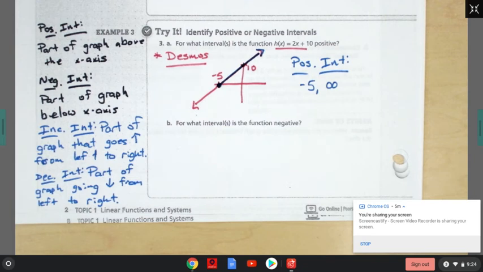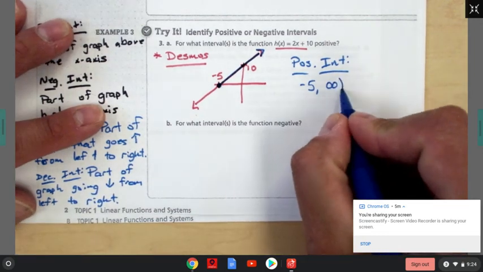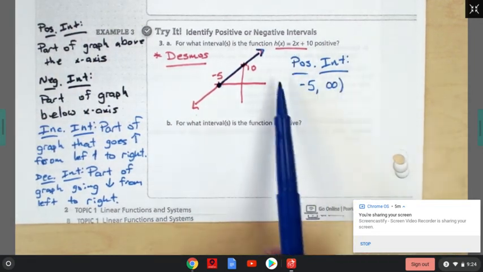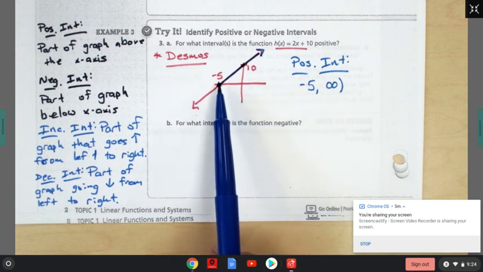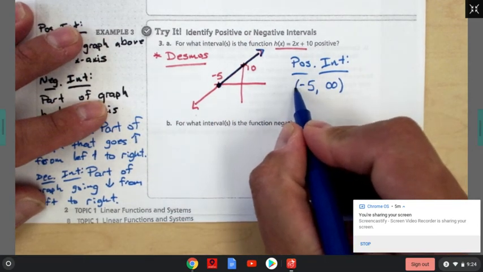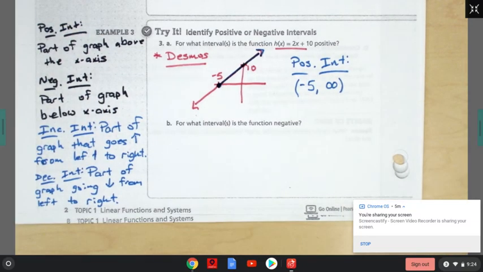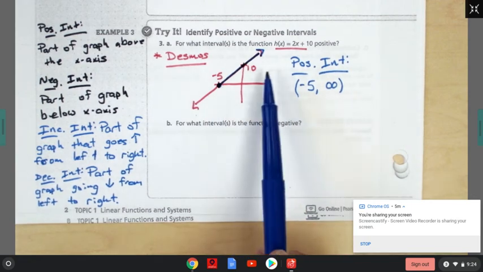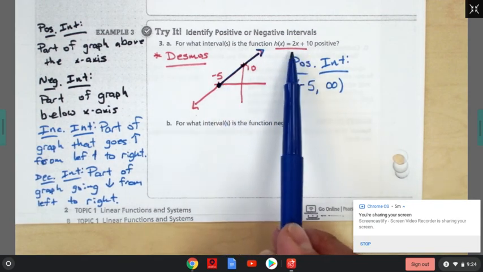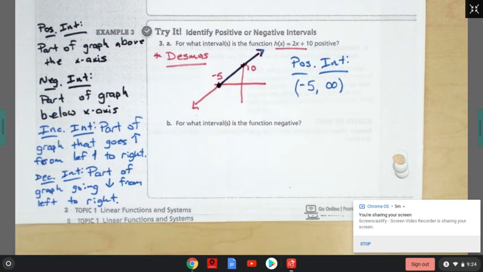Now we need to put brackets or parentheses around whatever it might be. Okay, remember, infinity always gets a parenthesis. And whenever you talk about positive and negative, at that point right there, it's not really positive, it's not really negative, it's actually 0, right? Because that's the intercept. So we are also going to put a parenthesis around that, because it doesn't really include -5. -5 would actually give us an answer of 0 if we plugged it in, which in that case isn't really positive, all right? So that would be the positive interval.